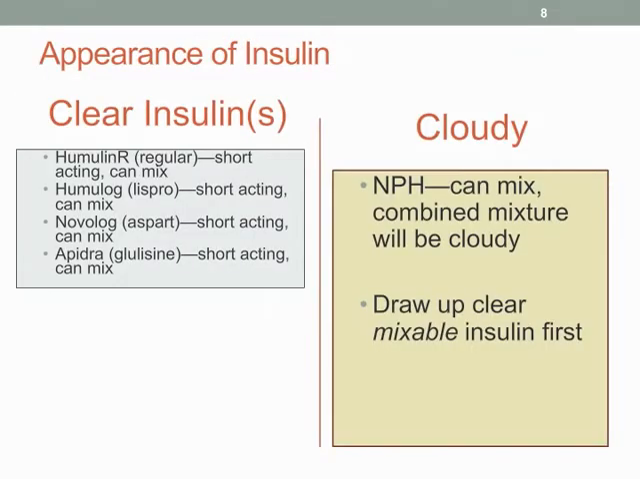On this slide, I just wanted to compare and contrast the 3 different types of insulin. On the screen currently, you'll see you have the clear insulins, which are short-acting. You have Humulin R, Humalog, which is Lispro, Novolog, Aspart, and Apidra, which I haven't seen before. I've seen the others more frequently. All of these are short-acting insulins.